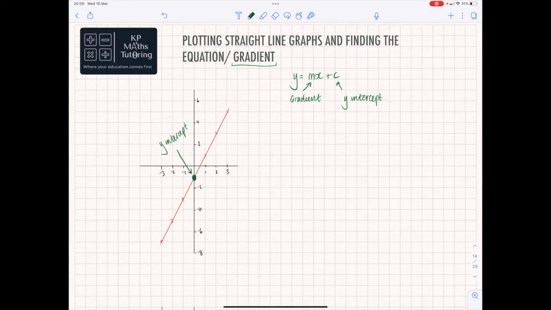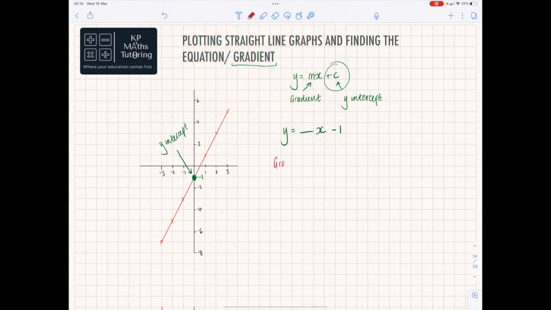So straight away, if I look at writing the equation of this line, I know it's going to be something x, because I don't know what the gradient is, and then my y-intercept is at this point here, which is -1, so it would be -1. So I've filled in that part of the equation.